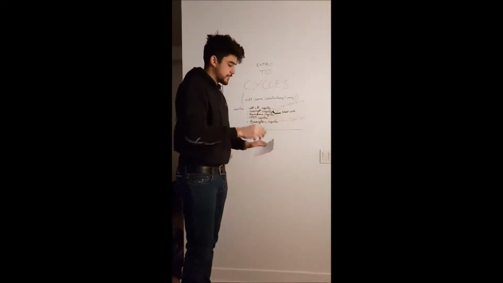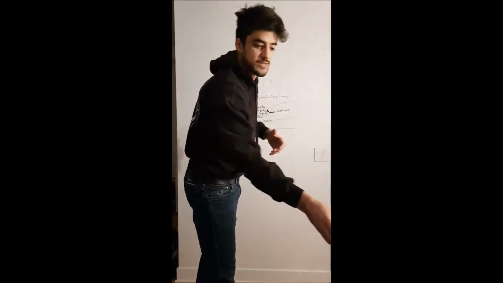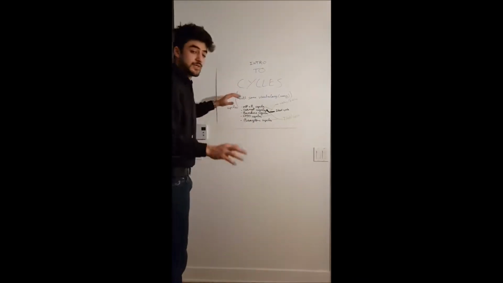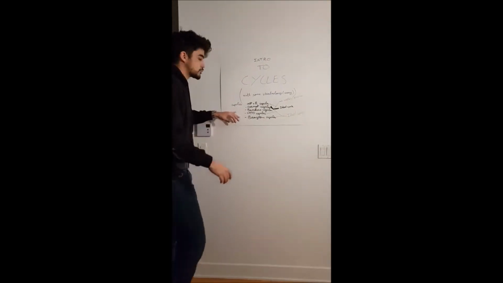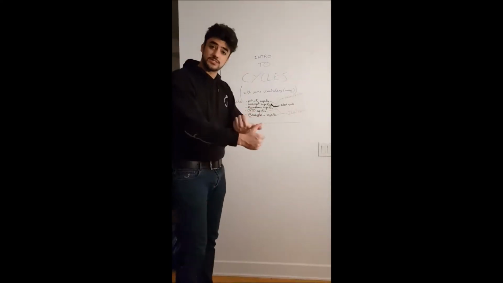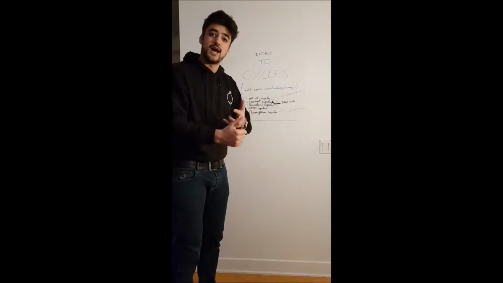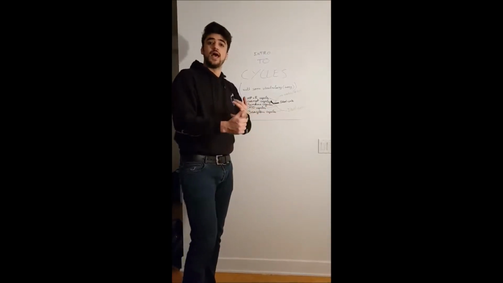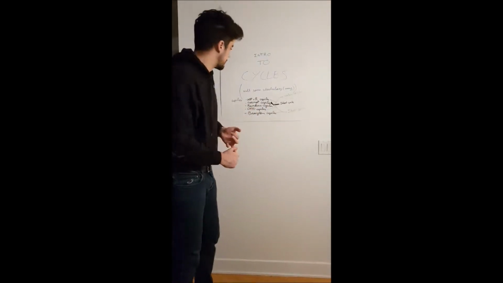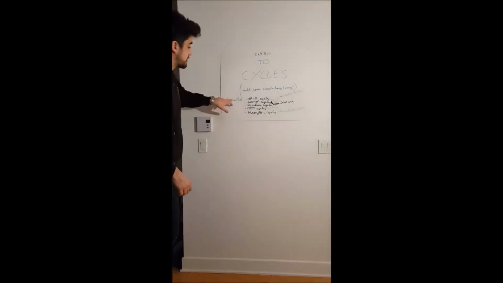Intro to cycles. A cycle is a series of thermodynamic processes that returns a system to its original state. Here I'm going to give you some vocabulary. First of all, isentropic means constant entropy, isobaric means constant pressure, isochoric means constant volume, and isothermal means constant temperature. Here we're going to have the different cycles that we'll see today.